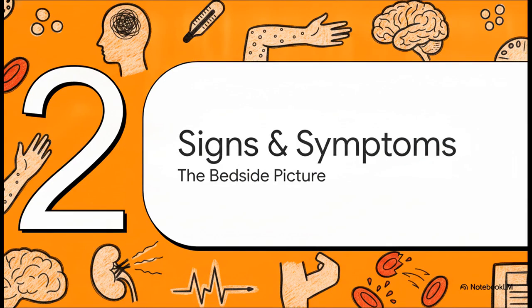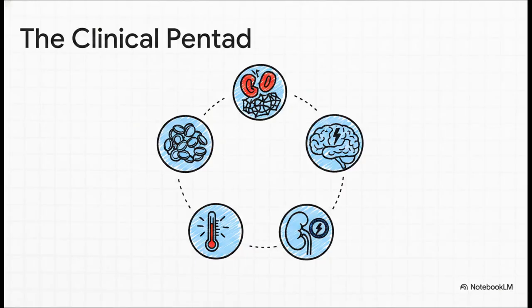Moving on to Part 2, Clinical Signs and Symptoms, the Bedside Picture. Since we just mapped out the pathophysiology, the classic clinical pentad is going to make perfect sense. First up, microangiopathic hemolytic anemia, or MHA. That's the physical shearing of those red blood cells against the clots we just talked about. Second, severe thrombocytopenia. Your platelets aren't just magically disappearing, they're being aggressively consumed to build those exact same clots.